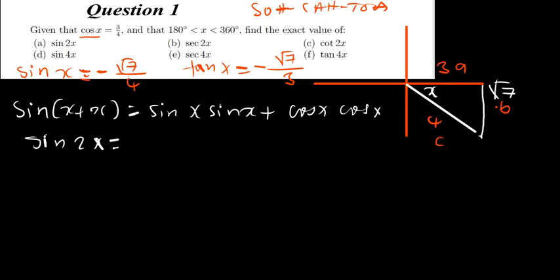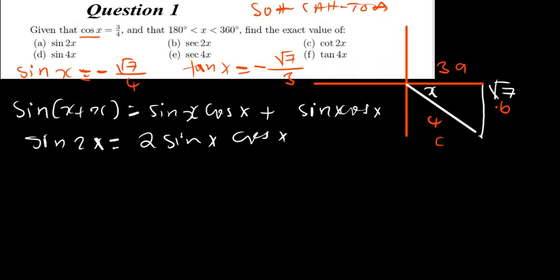No, you guys are just watching me. I'm supposed to put cos here. Here I'm supposed to put sine. Here I'm supposed to put sine. So then it will give me 2 sine x cos x.